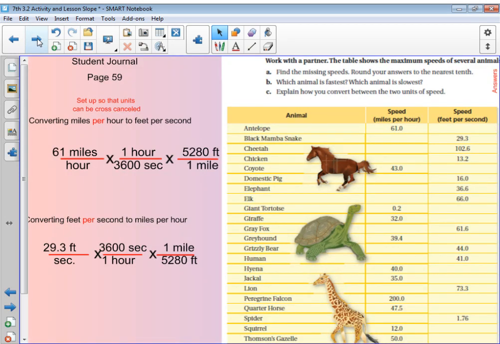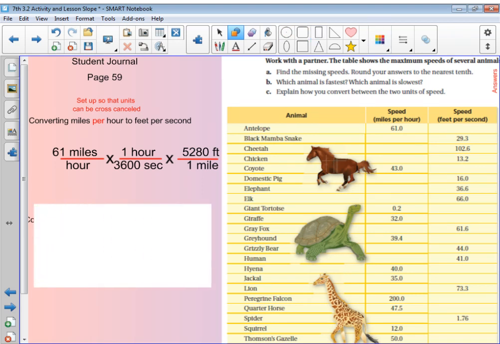So if you flip your practice book to page 59, you'll see a chart similar to the one that I have here. What we're going to do is work together to go through and find the missing speeds of each of our animals. We will be working with speeds of miles per hour, as well as converting into feet per second or vice versa. As we do these, we're going to round each of our answers to the nearest tenth, which is our first decimal place. I'm going to cover up this bottom conversion just so that it's not quite so confusing.